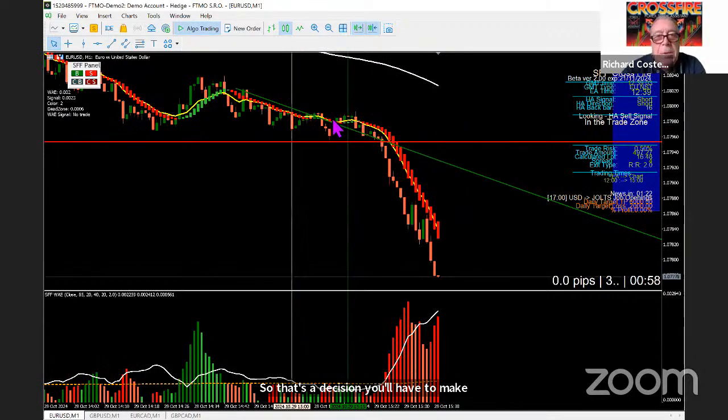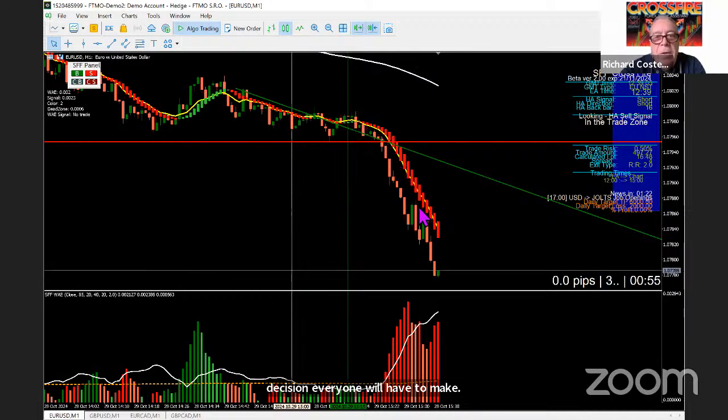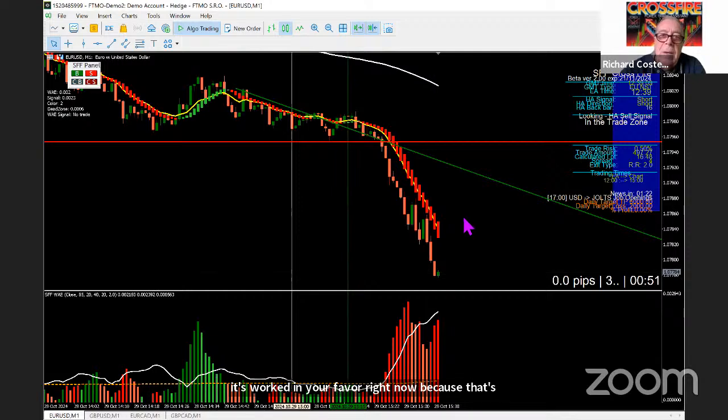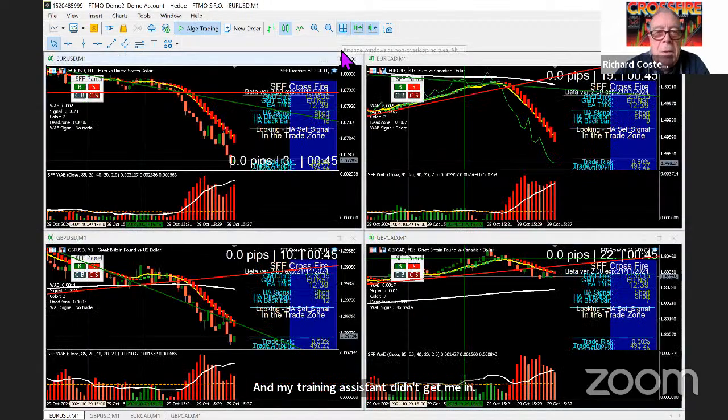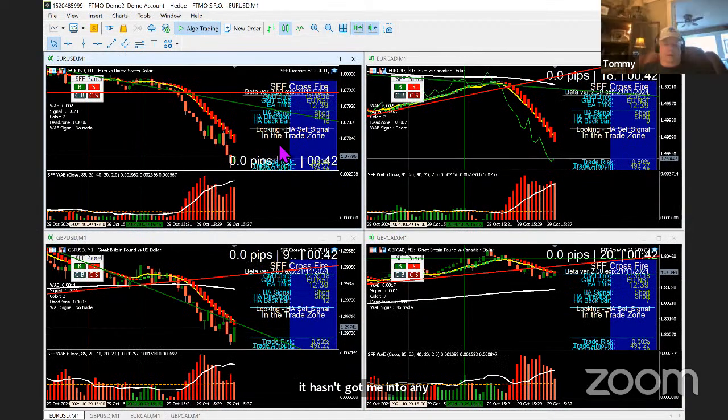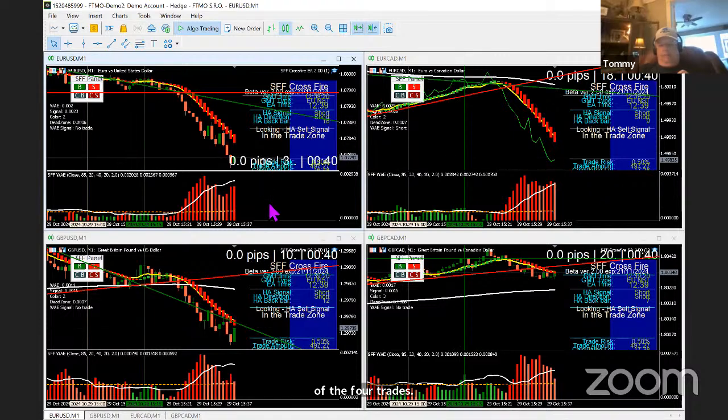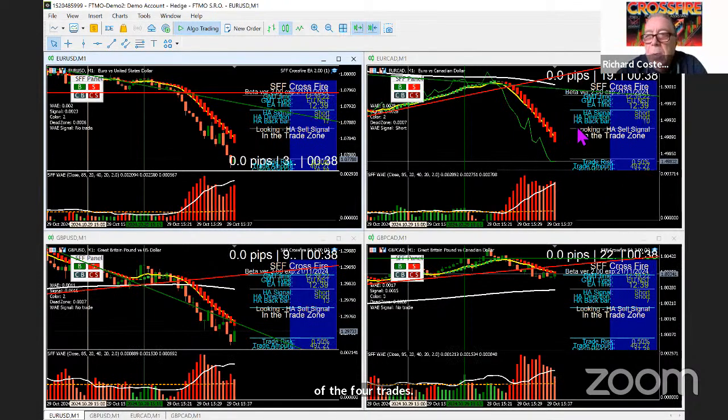As it happens, it's worked in your favour right now, because that's a big push down. And my trading assistant didn't get me in. It hasn't got me into any of the 4 trades. So, still waiting for a sell signal, waiting.